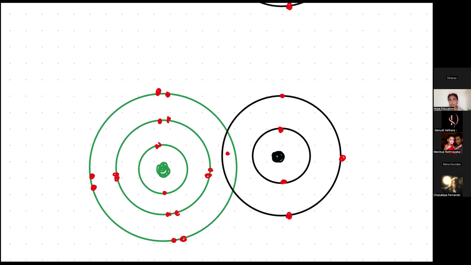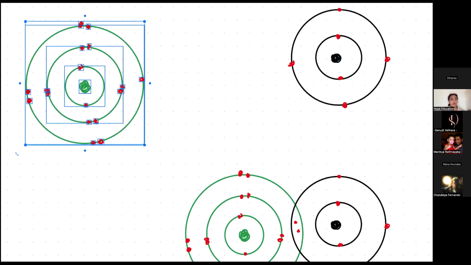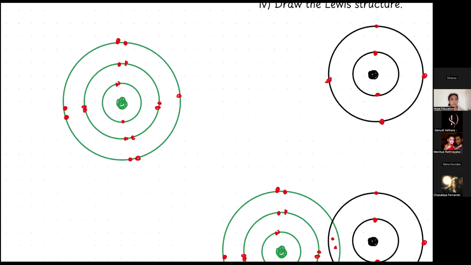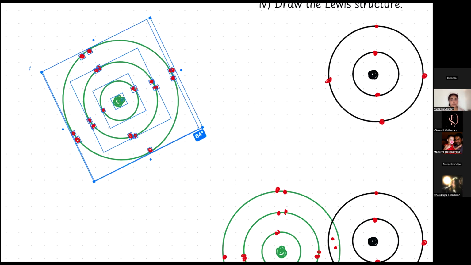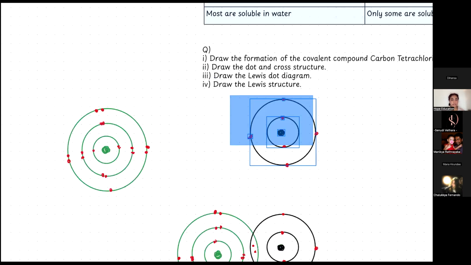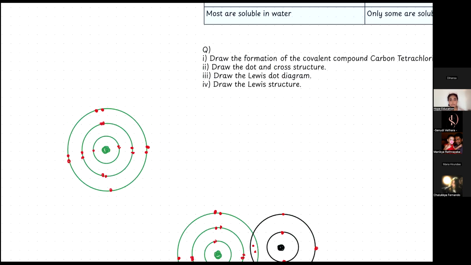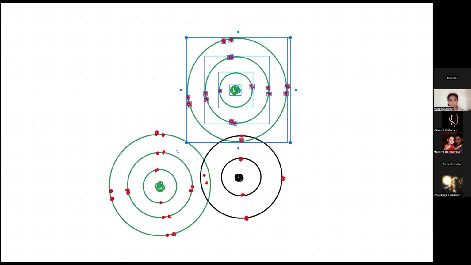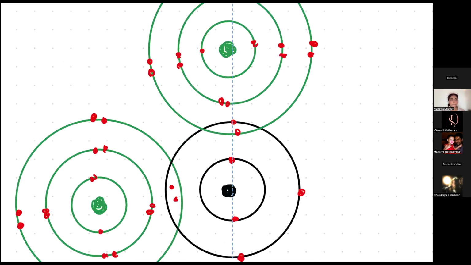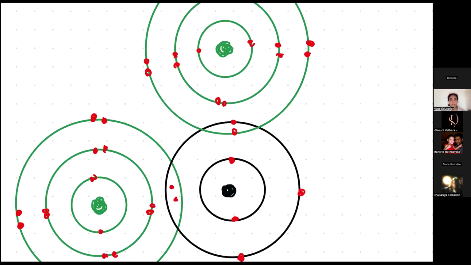Sharing electrons. Another chlorine comes. I will rotate this a little, and I will have to erase this because there's no space. This chlorine comes here and shares electrons. So here, the chlorine electron and the carbon electron will be shared.